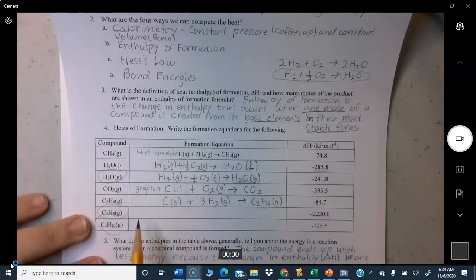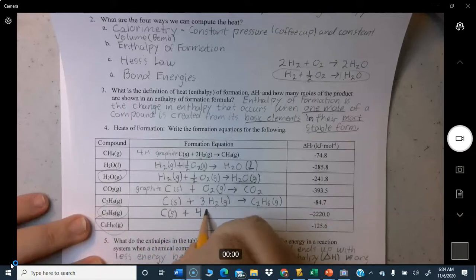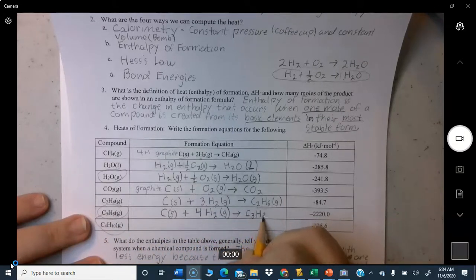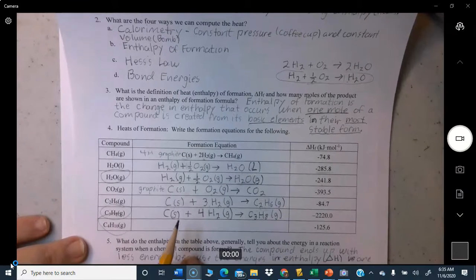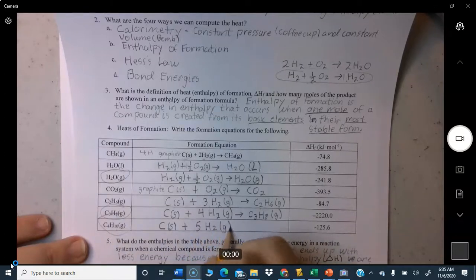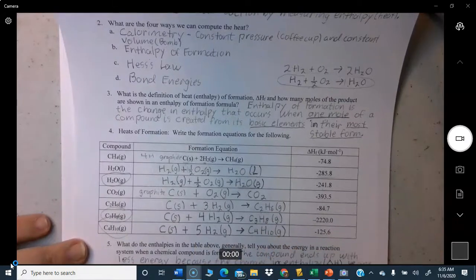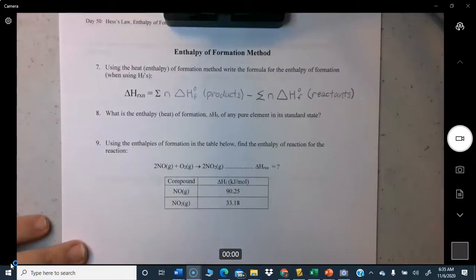All right. And then these two down here, I think you can do these. You're going to need 8 hydrogen, so that's going to be 4 H2. And finally, this is butane. And you need 10 hydrogen, so it's going to be 5 H2. Okay, so you're going to need these. So we went ahead and filled these out. Okay, so let's go ahead now and do this.